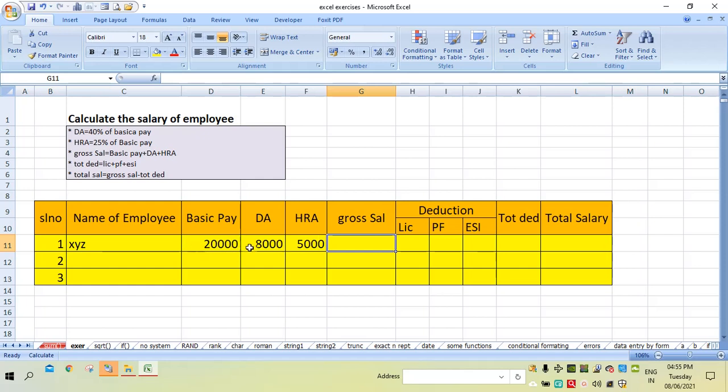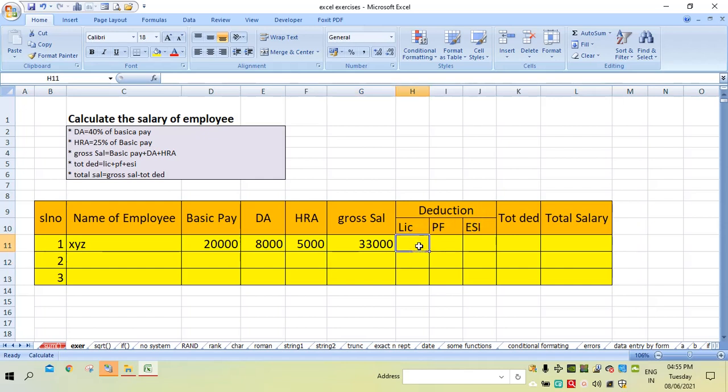So it means we have to add these three. Adding can be done either using sum or a simple calculation method, that is equal to D11 plus E11 plus F11. So the gross salary is 33,000, and he may deduct some amount.